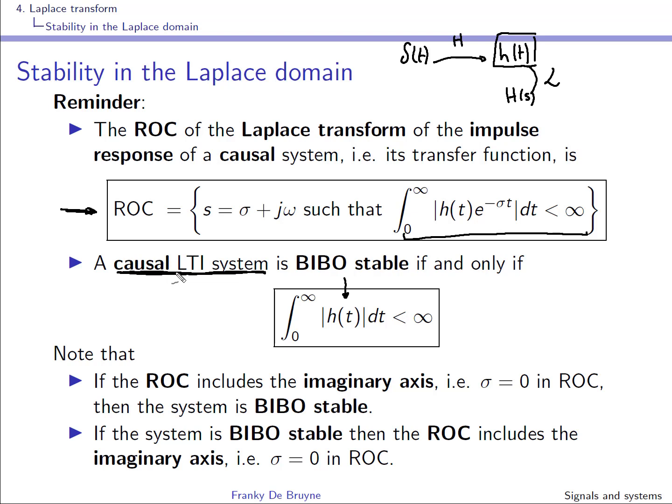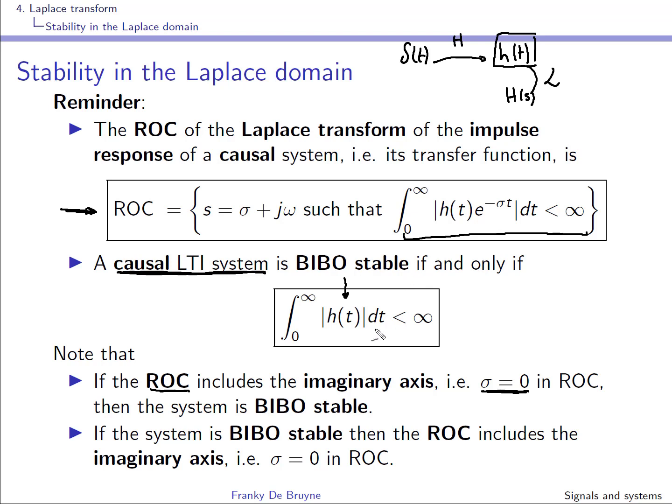And you should note that if the region of convergence contains sigma equal to 0, okay, if you put sigma equal to 0, this becomes a 1 over here, and you end up with this condition over here. So if the region of convergence includes sigma equal to 0, then, well, the resulting transfer function will be one of a system that is BIBO stable.